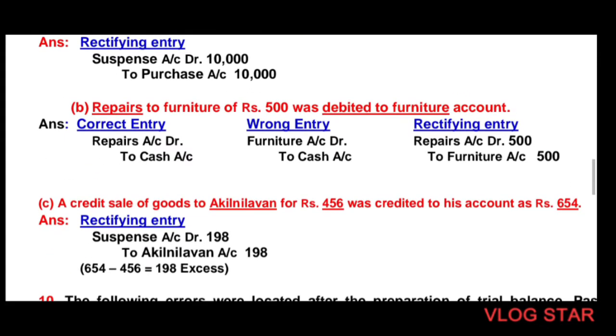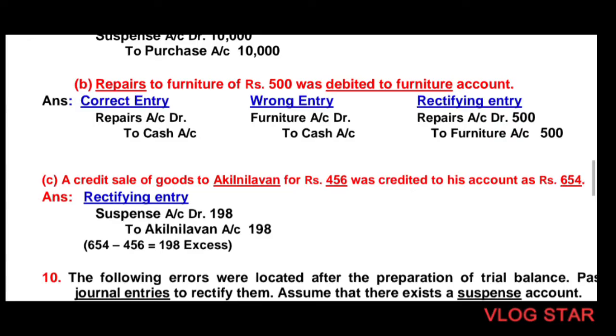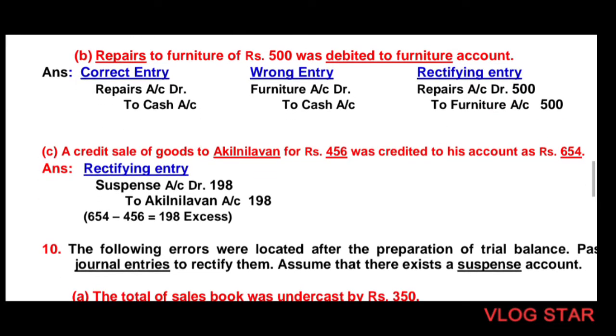Next one. Next question. Repairs to furniture ₹500 was debited to furniture account. So, repairs to furniture: instead of repairs, they debited the furniture account. Wrong entry. So in the exam you have to write only the rectifying entry. This correct entry, wrong entry and rectifying entry, all the three entries I'm writing because you have to understand how this answer has come. But in the exam you have to write only the rectifying entry.